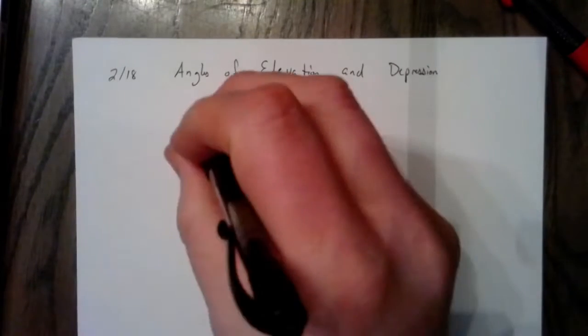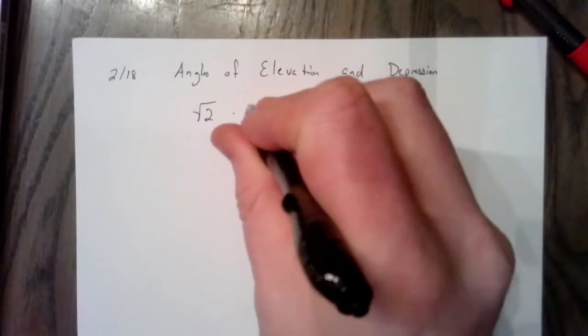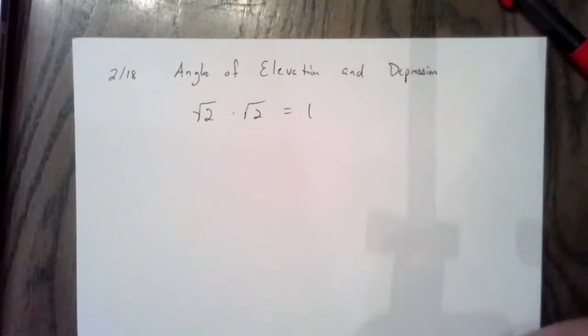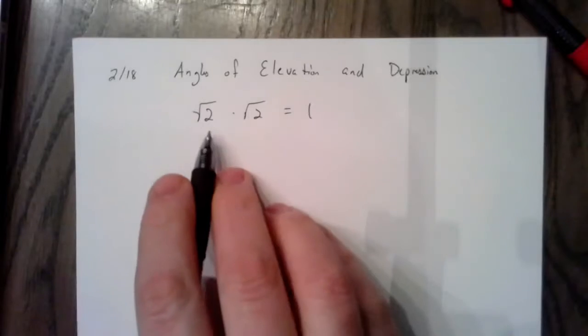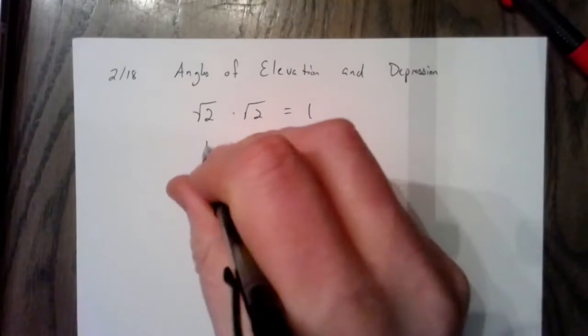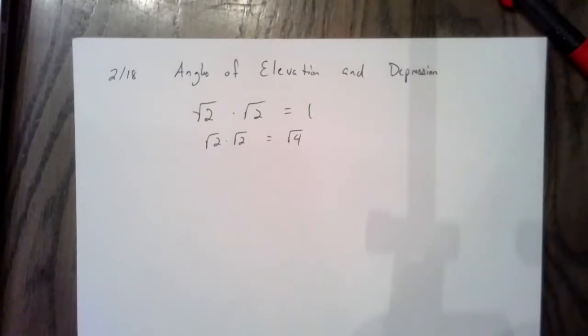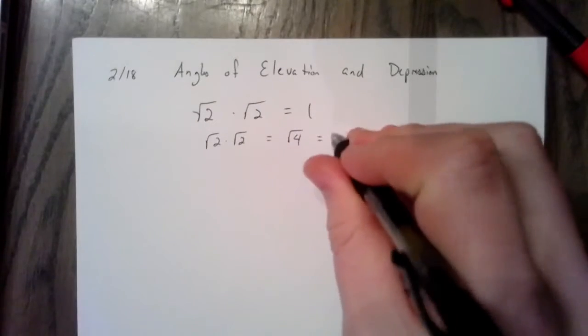First, a quick note. I'm getting a couple emails about this where it's square root of 2 times the square root of 2 equals 1. All right. This is not the case. Let's talk about this. A couple different ways to approach this. One, square root of 2 times the square root of 2 equals the square root of 4. And the square root of 4 is 2.